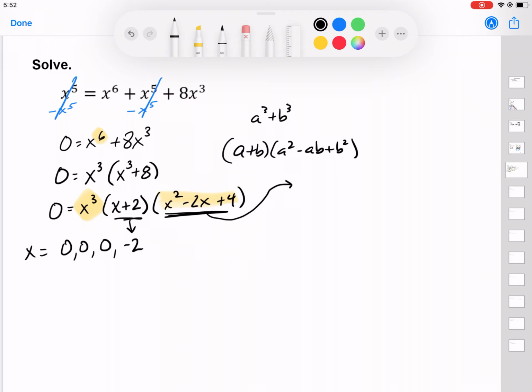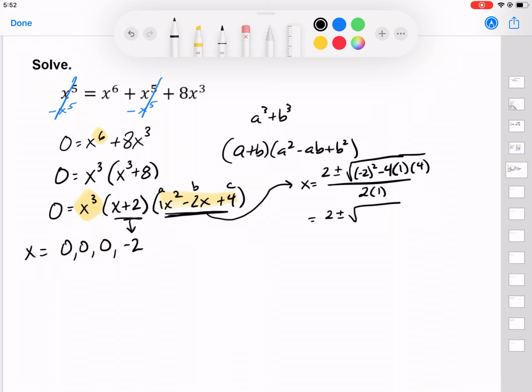And let's do that over here. So our a is 1, our b is -2, and our c is 4. So we have x equals positive 2 plus or minus the square root of -2 squared minus 4 times our a times our c, all of that over 2 times our a. So that's 2 plus or minus the square root of, well, that's 4 minus 16, so -12, all of that over 2. And I can simplify it, square root of 12, because square root of 12 is 4 and 3.